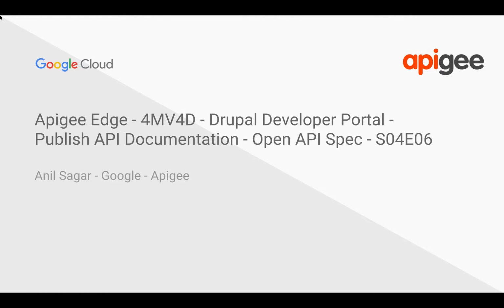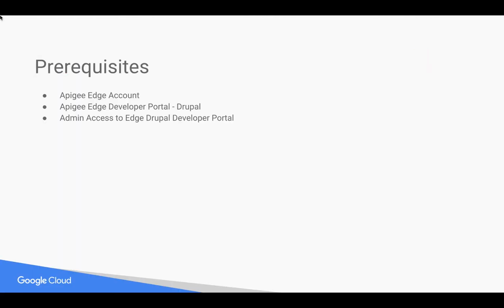In this video, we're going to see how to publish API documentation using OpenAPI specification, which was formerly called Swagger. Myself, Anil Sagar, I work at Google on the Apigee platform.